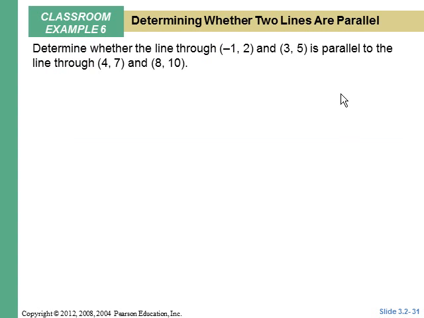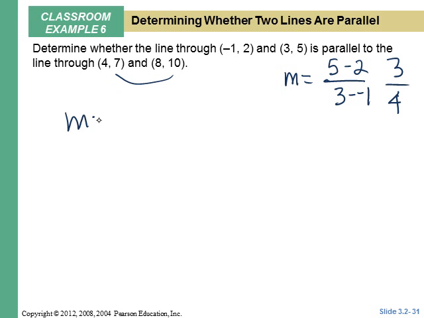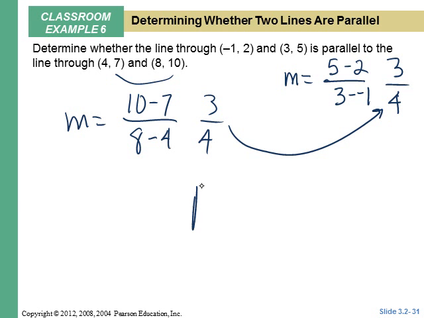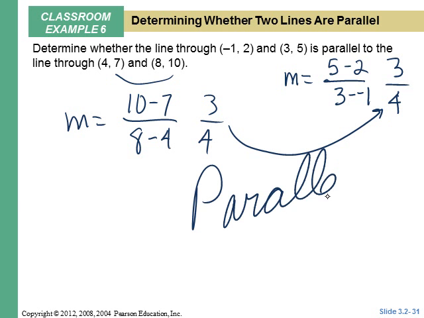All right, determine whether the line through these 2 points is parallel to the line through these 2 points. So let's do the first two. M equals 5 minus 2 over 3 minus -1. 5 minus 2 is 3. 3 minus -1 is 4. Let's do these two over here. M equals 10 minus 7 over 8 minus 4. 10 minus 7 is 3. 8 minus 4 is 4. Since they have the same slopes, they are parallel.